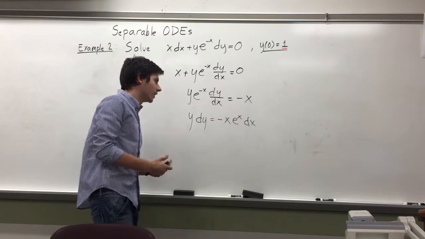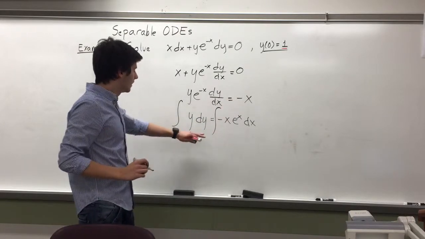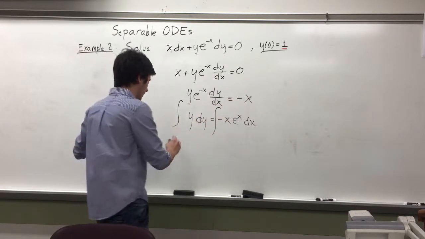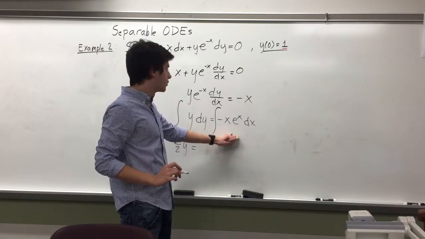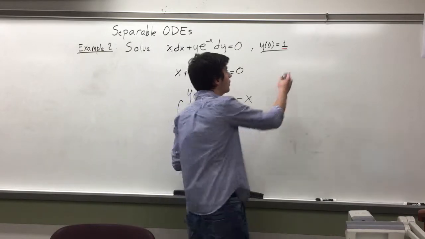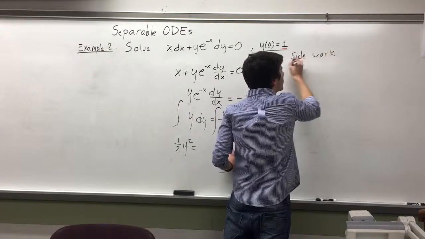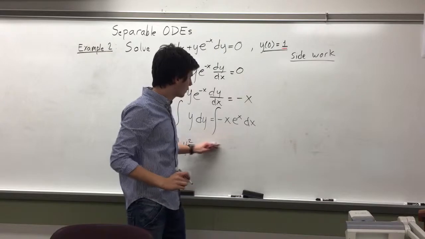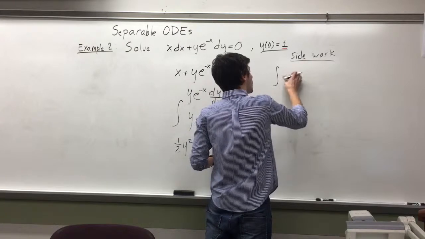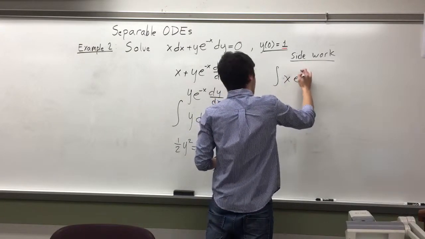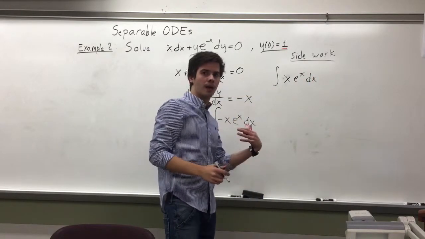What's the next step? Well, next step, we simply integrate both sides. If we integrate both sides, this integral on the left is pretty easy. It's just 1/2 y squared. And the integral on the right, we have to use integration by parts. So even though it might be very familiar to you, I'm gonna do a side work here to evaluate this integral. So we have the integral of x times e to the x dx, and we'll leave out the constant, we'll just multiply it by it later.